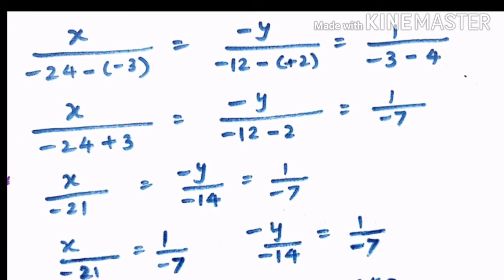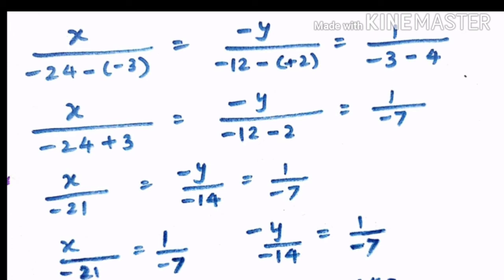below minus y, minus 12 minus 2 is equal to 1 upon minus 3 minus 4, and then taking calculation, x upon minus 24 plus 3, minus y upon, below, minus 12 minus 2, is equal to 1 upon minus 7. So x upon we have written minus 24 plus 3, that is minus 21, is equal to minus y upon, that is minus 12 minus 2, minus 14, is equal to 1 upon minus 7. So now x upon minus 21 is equal to 1 upon minus 7.